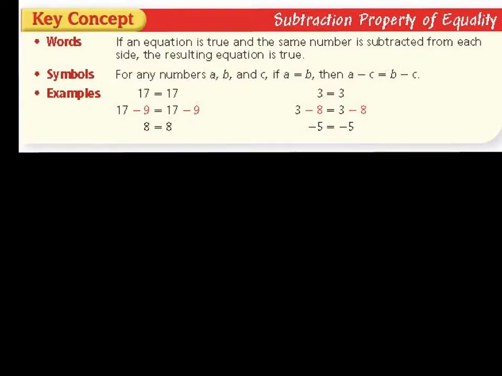If we start with 3 and we subtract 8 from both sides, 3 minus 8 is negative 5. Yup.